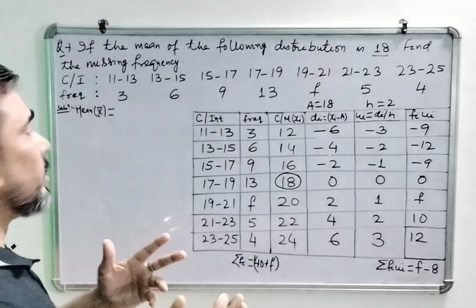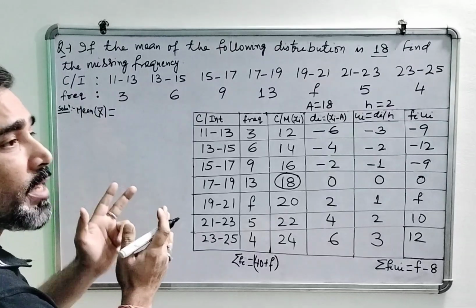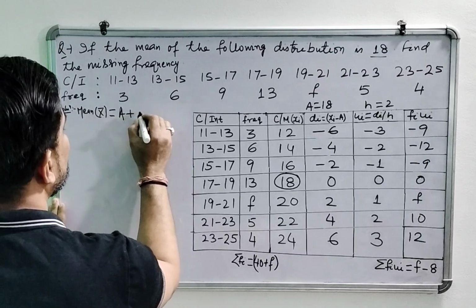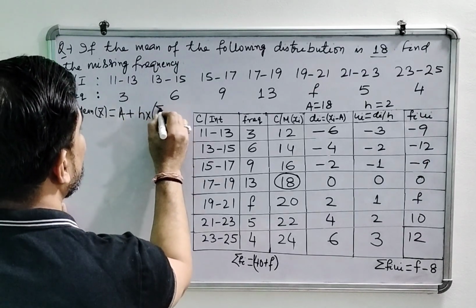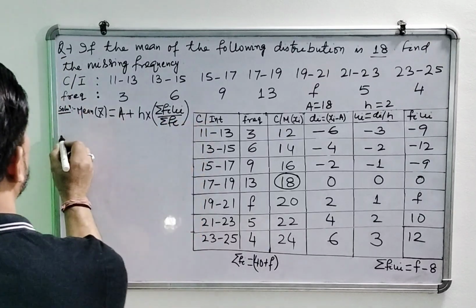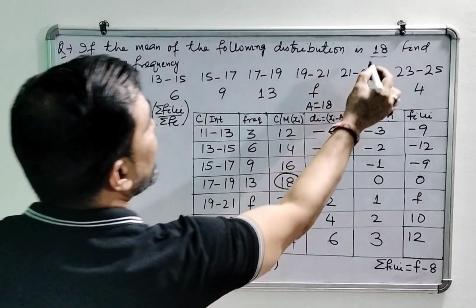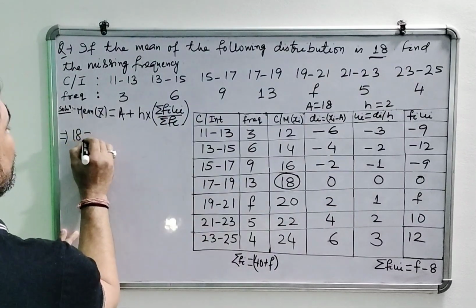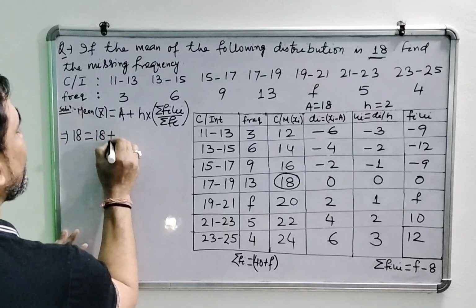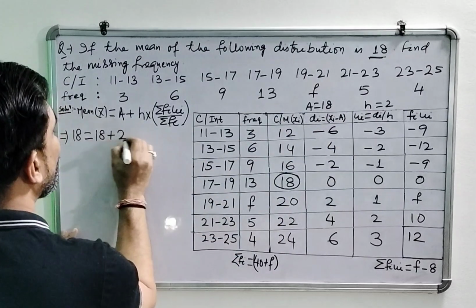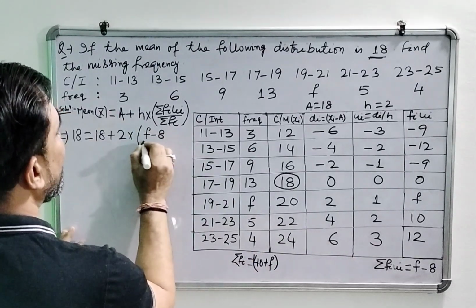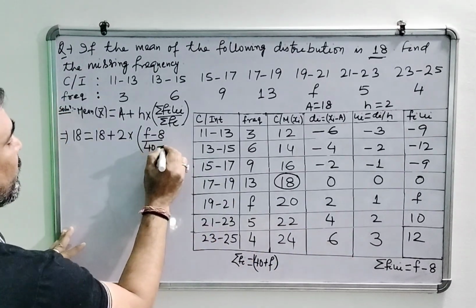Now we know the formula to find the mean by using the step deviation method is x bar is equal to assumed mean plus common factor into sigma fi ui upon sigma fi. We will just put in the values. The mean value is given as 18. So 18 is equal to, now we have considered 18 as the assumed mean also, so we will write 18 in place of the assumed mean, and the value of h is 2. So 2 into sigma fi ui, which is f minus 8, and sigma fi is 40 plus f.